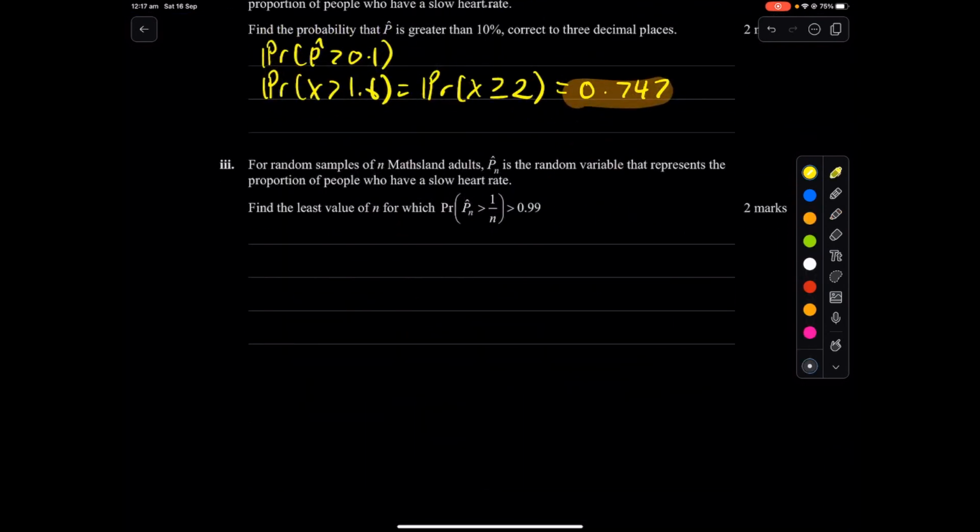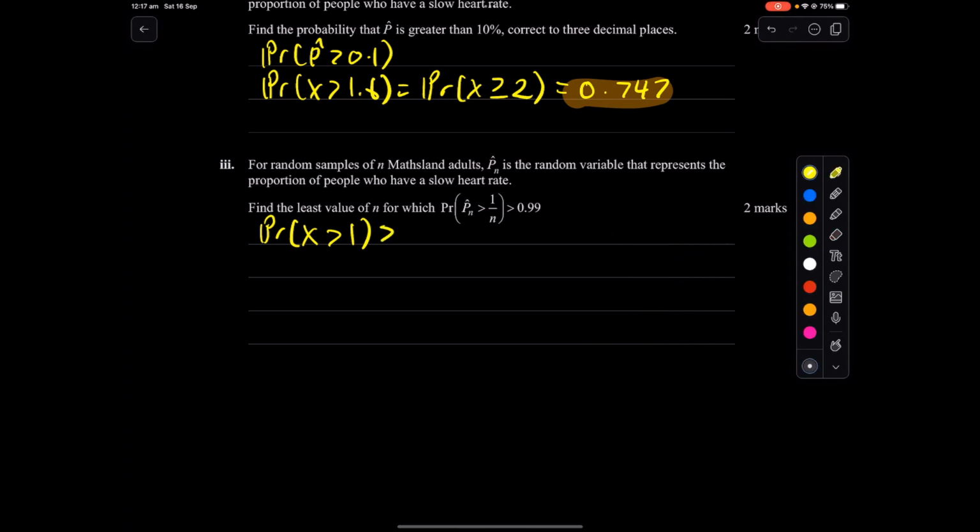Let's do this one. For a random sample of n Mathland adults, Pn is a random variable that represents the proportion of people who have a slow heart rate. Find the least value of n for which this is greater than 0.99. Let's just make this 2. So the probability that X is greater than what? We know that P is X on N. We don't know N, but our P value is 1 over N. So we multiply that by N, and that gives us X. These cancel out, X is equal to 1. So we put 1 over here.